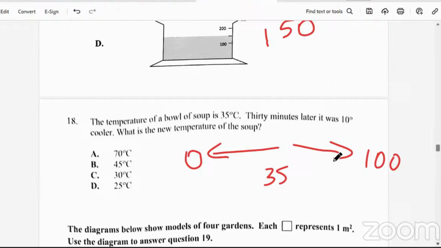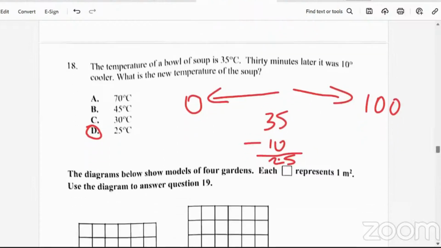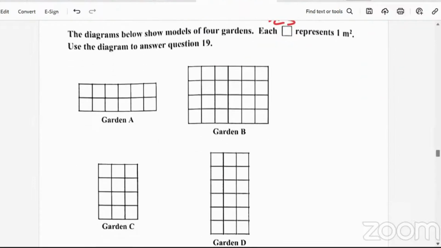And that would give us 25 degrees. So when we subtract 10 from this, we end up with 25. So the answer would be 25 degrees Celsius. All right, it's closer to 0, getting closer to 0 because it is getting cooler.